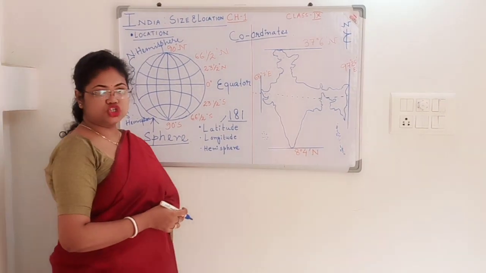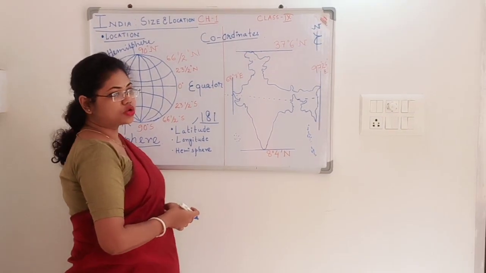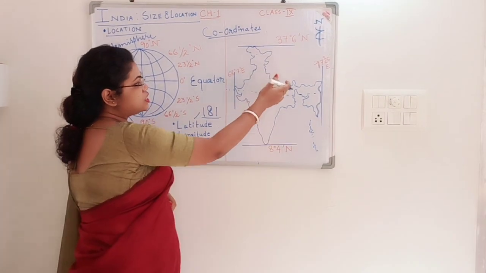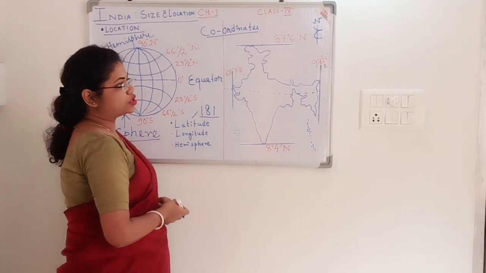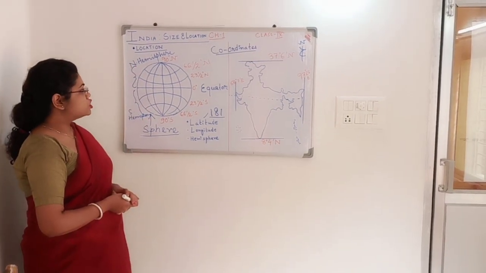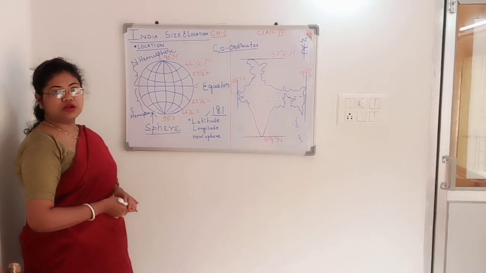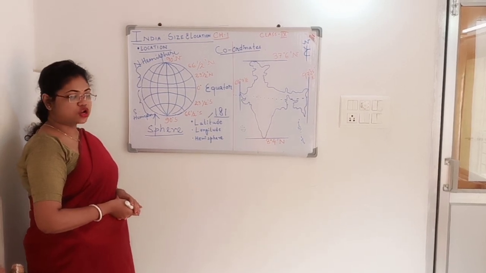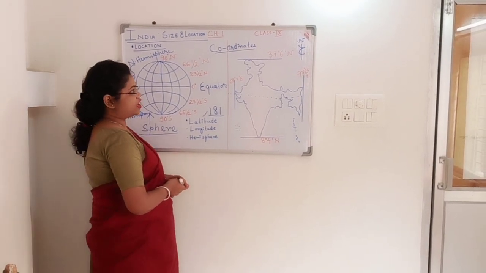Suppose, like I said about Siliguri, if you know the latitude and longitude of Siliguri, you can easily mark on the map the location of Siliguri. But our topic today is India's location. So we have to see between which latitudes and which longitudes India is located.